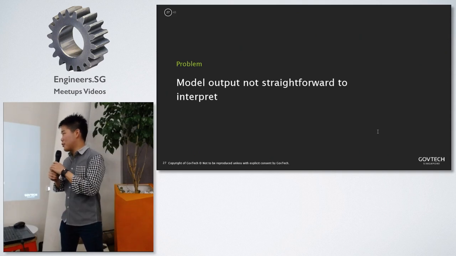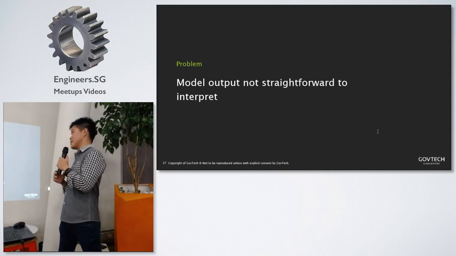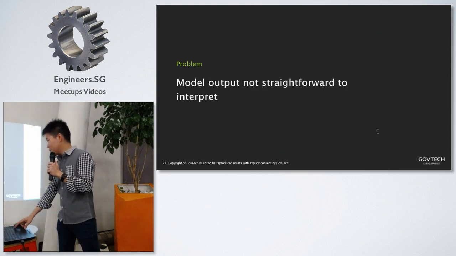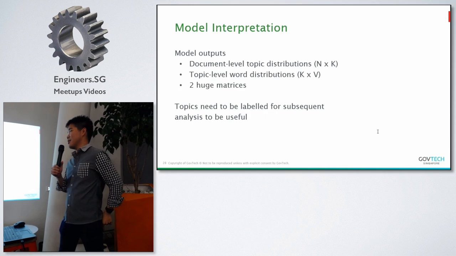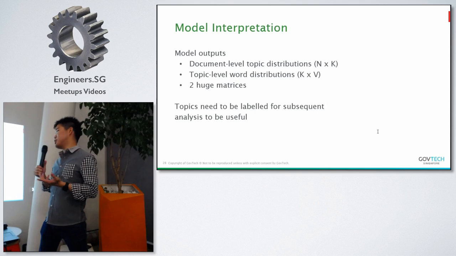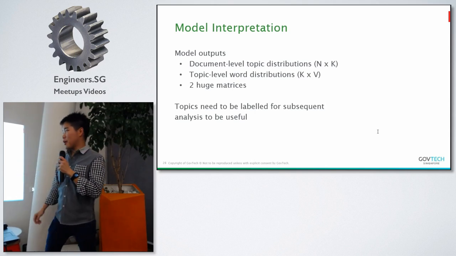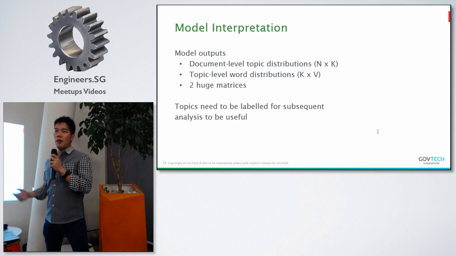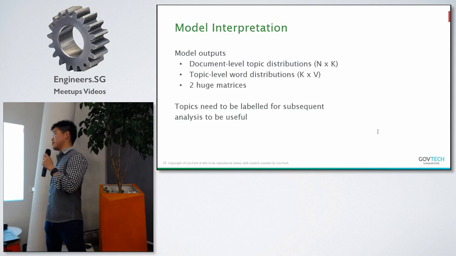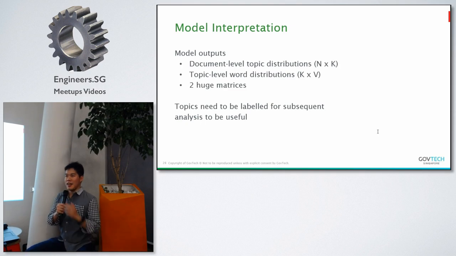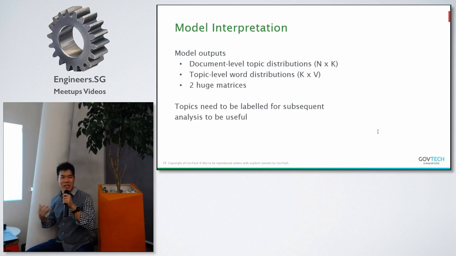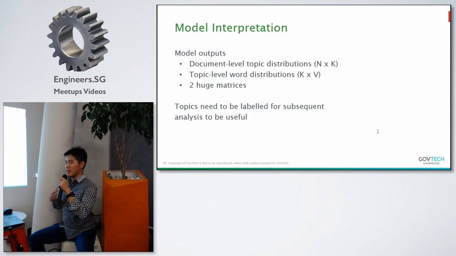And next is the output from the model. There are actually two recommended metrics, and it's very hard to interpret them without tools that you can use to visualize. This is compounded because the topics that are output from the model need to be labeled for the subsequent analysis to be useful. And the topic labeling has to be done by the officers on the ground. I'm not familiar with the issues that are faced by HDB, so it's better for those HDB officers that are handling the emails regularly to be doing the labeling.